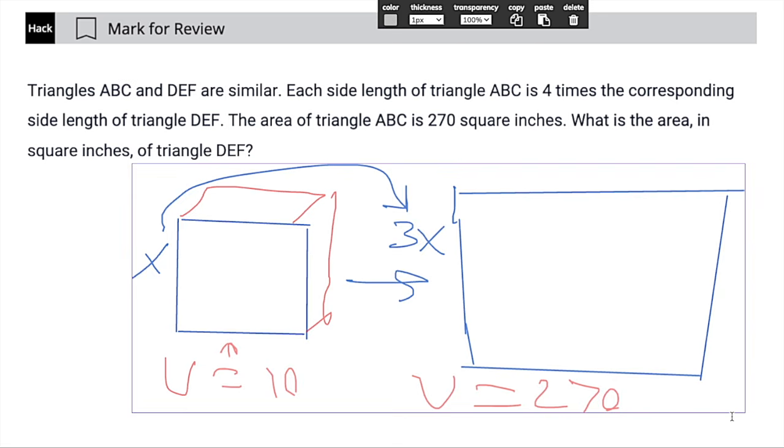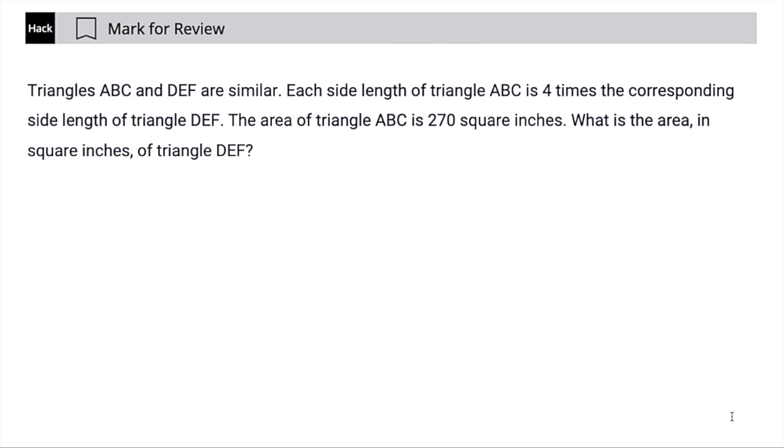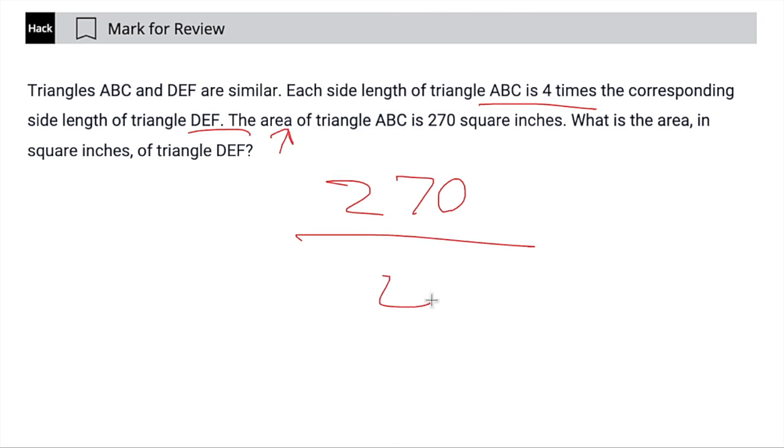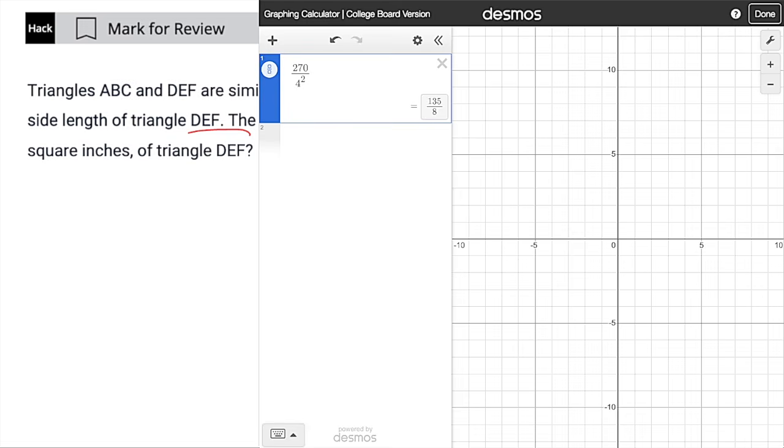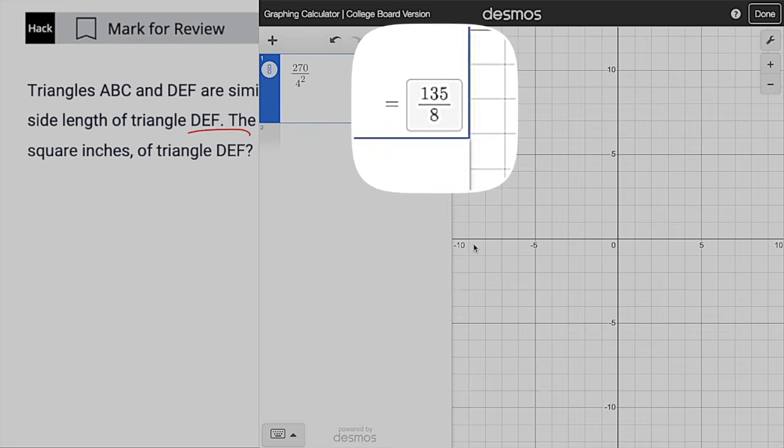And if you want to pause and try it using what I just taught you, go ahead. But here we go. So basically it's telling us that ABC is 4 times bigger than DEF. It is also telling us that ABC is 270. So basically our scale factor is going to be 270 for area. We divide by 4, but since 4 is the side length, it's 4 squared. So yeah, 270 over 4 squared. If we simplify that, it becomes 135 over 8 as our simplified answer.